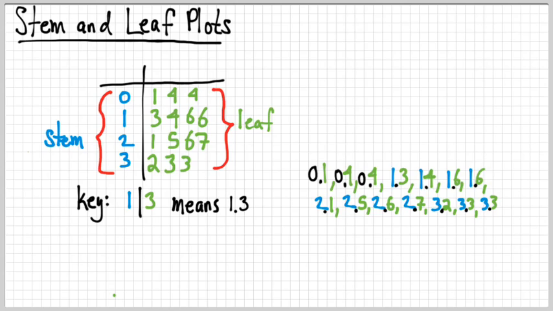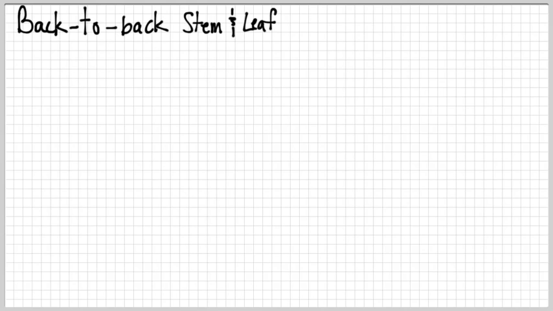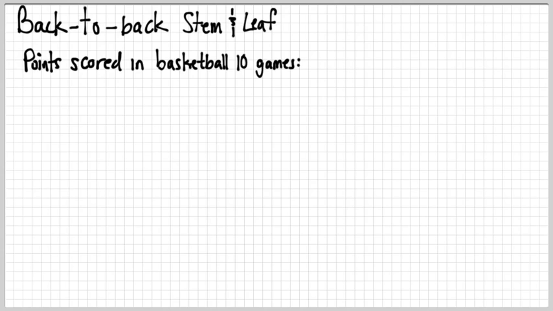Anyway, that's one type of problem you might have. You might be shown a stem and leaf plot and asked to write out the numbers, or it could be the other way around. Another way to see stem and leaf plots is if they're back to back. So we'll look at an example where they're back to back and how that's useful.